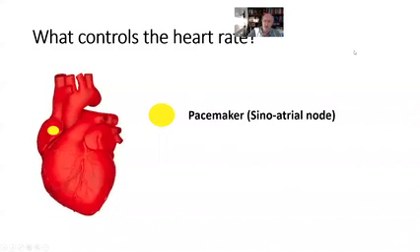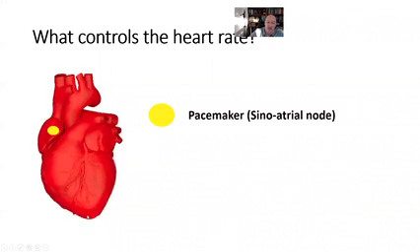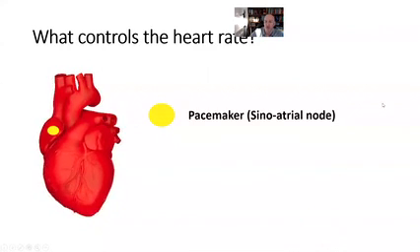Now, what controls the heart rate? Well, as many of you will probably know, if you take a heart out of the body, even if it's got no blood supply, for a short period of time the heart will continue to beat. And that's because it has its own rhythm generator in the right atrium, which is called the sinoatrial node, more commonly referred to as the pacemaker. So the pacemaker will make the heart beat at a certain rate, even if there's no other inputs coming in.